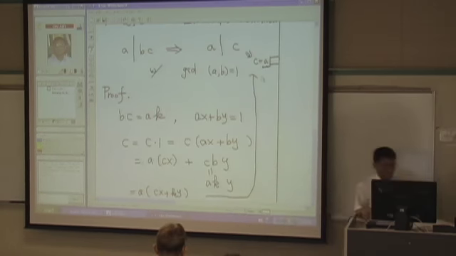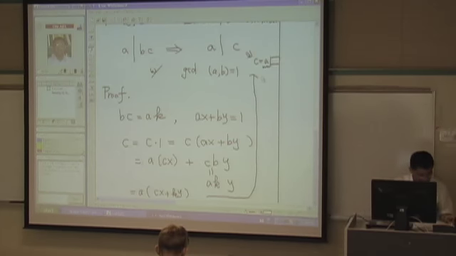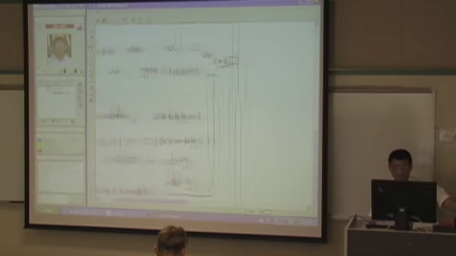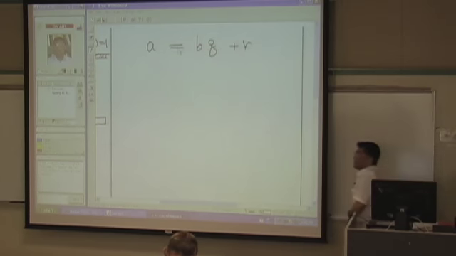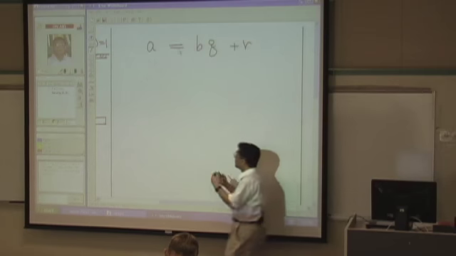Then let's prove the case covered in the Euclidean algorithm. So let's go to the Euclidean algorithm section, and the key thing that I mentioned was this one. What is the division algorithm? If you divide A by B, then there should be a quotient Q and a remainder. So this is the division algorithm, and from this division algorithm, we could derive the Euclidean algorithm.